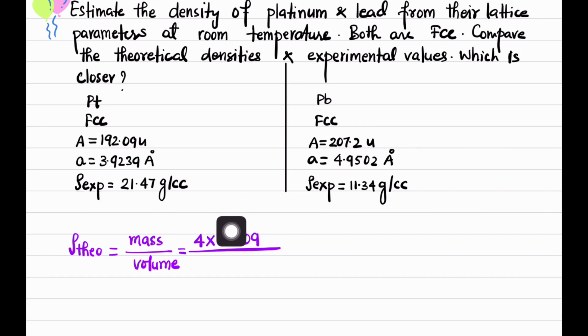We have to convert this into grams, so we will divide it by Avogadro number, that is 6.022 into 10 raised to 23. So this is the mass of the atoms present in one unit cell in gram.